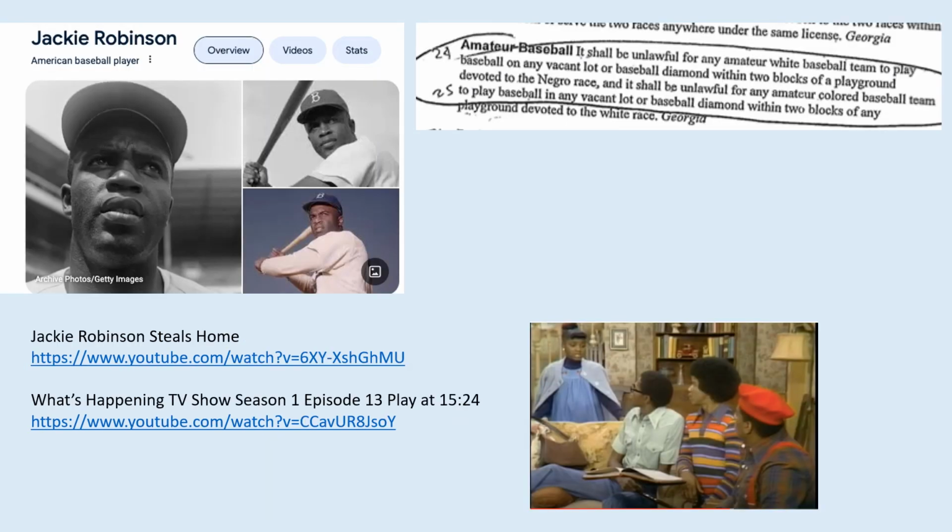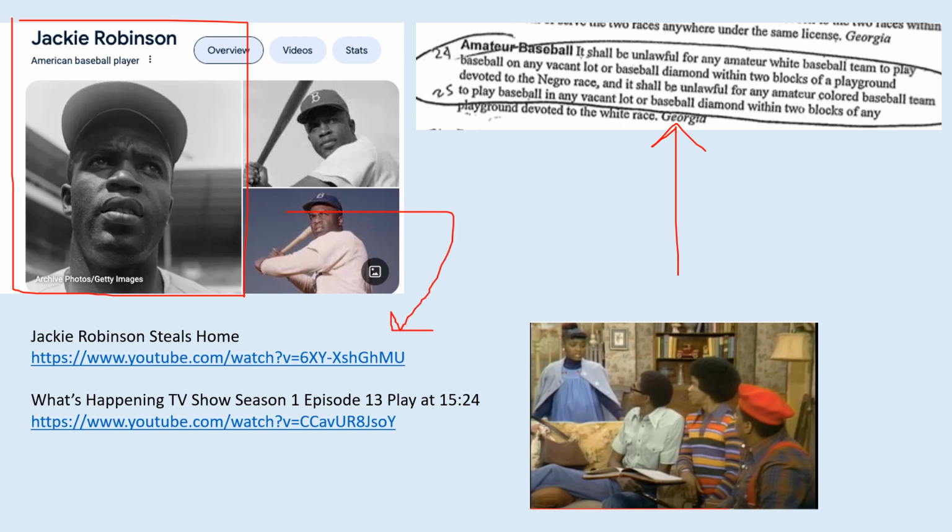Jackie Robinson, if you don't recall, in Unit 2 and 3, we looked at numerous segregation laws that talked about segregated baseball, and Jackie Robinson would be the individual to integrate Major League Baseball. In this link here, Jackie Robinson steals home.